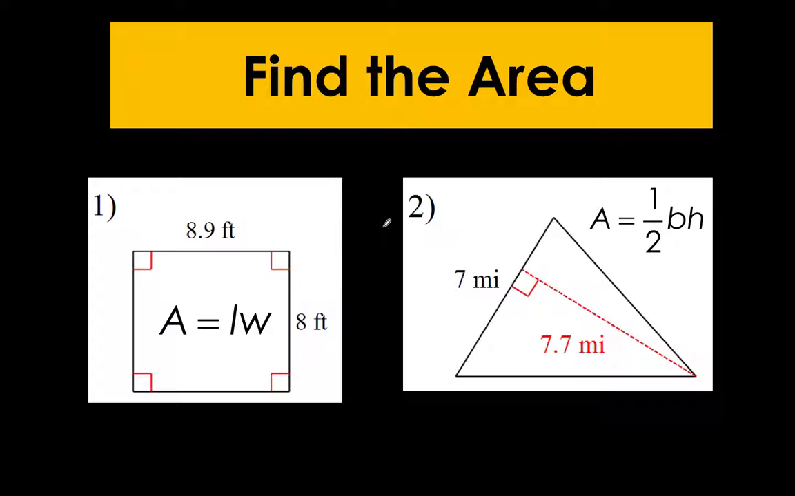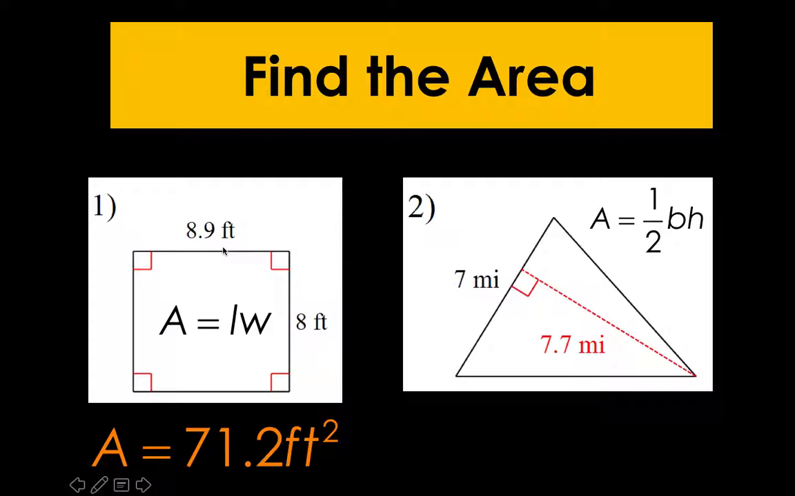Good morning, everyone. You should have completed the two questions that you see right here. One of these questions is talking about finding the area of a square. Remember, to find the area of a square, you just multiply the length times the width. And so your first answer should have come out to be 71.2.